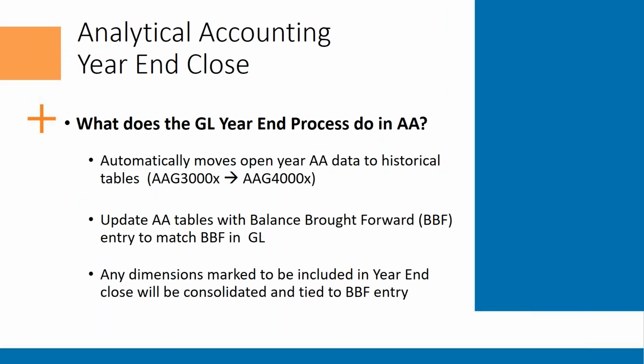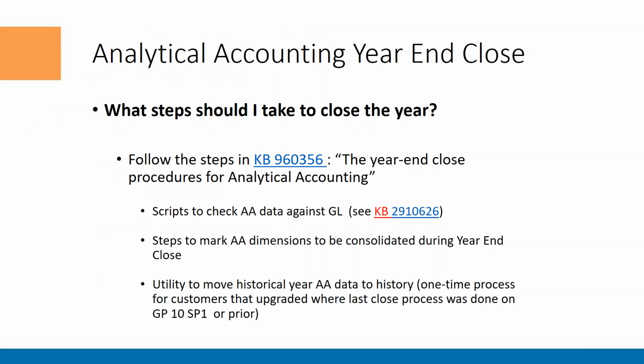AA just basically takes open year to historical information, updates the balance brought forward, etc. And then any dimensions in the year-end close that you choose to can be consolidated and tied to that balance brought forward entry as well. There's again a detailed KB article. There are scripts you can use to check your AA data against GL just to make sure that everything ties together. You can mark your dimensions to be consolidated, and then there's a utility we'll run to move historical year data to history. This is a one-time process that needs to be done.